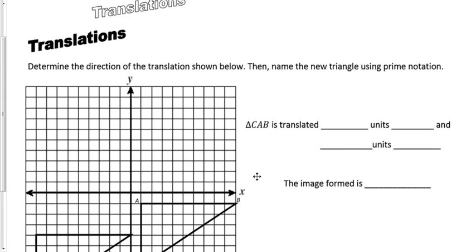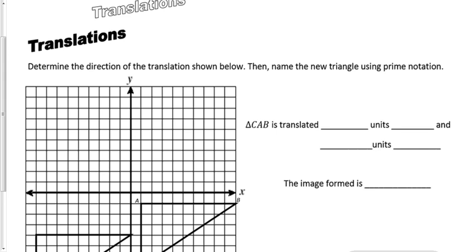Hello. Today we are talking about translations and rotations. We're going to start with translations. Translations you've seen before, probably in middle school, and they were probably a slide. In this case, we're calling it a translation and we're talking about triangle ABC.